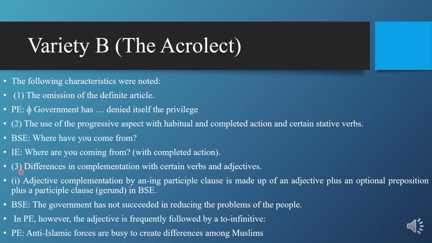The third characteristic is the differences in the complementation with certain verbs and adjectives. There are a few examples. First feature: adjective complementation by an -ing participle clause is made up of the adjective plus an optional preposition plus a participle clause, a gerund, in British English. Here is the example: the government has not succeeded in reducing the problems of people. But in Pakistani English, the adjective is frequently followed by a to-infinitive. For example, "anti-Islamic forces are busy to create differences among Muslims." Here is the example: to create differences. There is a difference between the adjective complementation by -ing and that followed by the to-infinitive in Pakistani English.